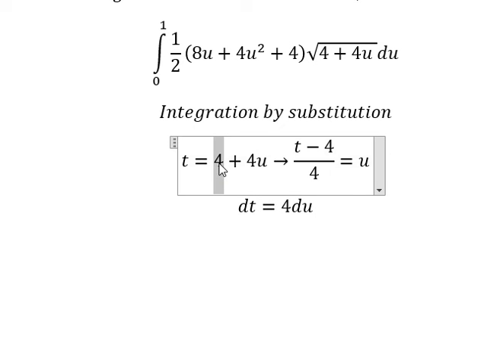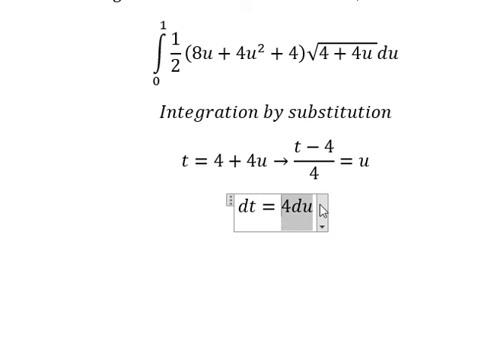First, the derivative of the number 4 is a constant, so you get 0. This one has 1, so we have 4, and that's why we have 4 du. Because we don't have 4 here, we divide both sides by 4.